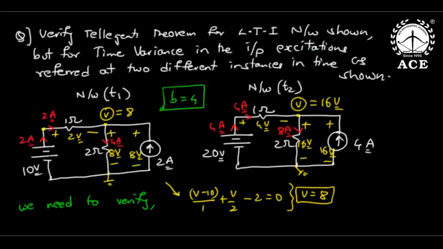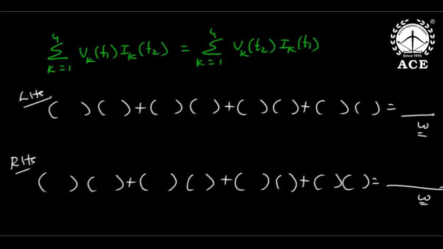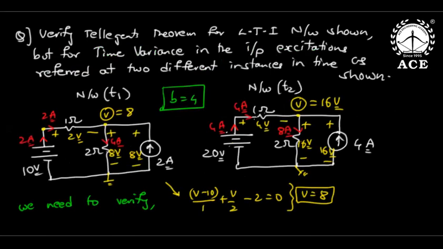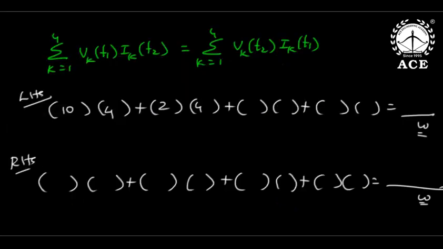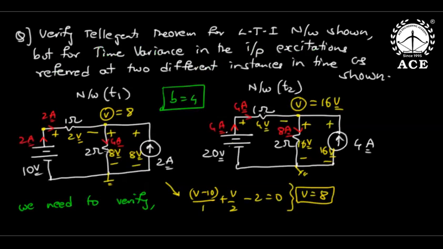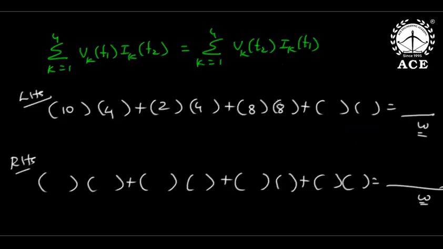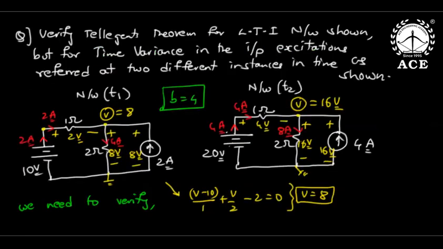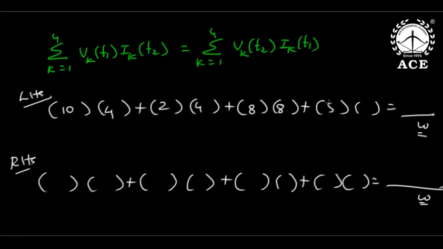Now on the left hand side, voltage at first time. What are all the voltages in the first network? 10. This is branch 1, branch 2, branch 3, branch 4. Voltage at first time 10 into current at second time 4, so 10 into 4. Similarly, voltage 2 into current 4, that is 2 into 4. This is also 2 into 4. Similarly, voltage 8 into current 8, this is 8 into 8. And across the fourth branch, voltage 8 into current again 4, so 8 into 4.